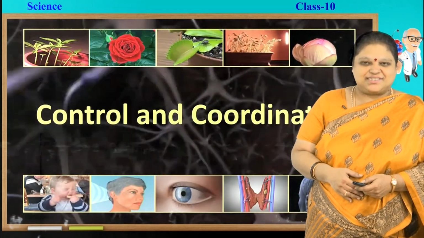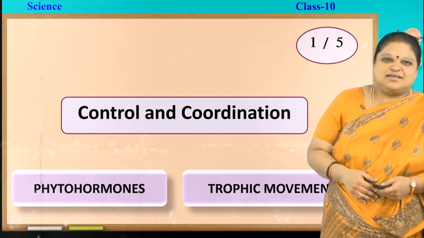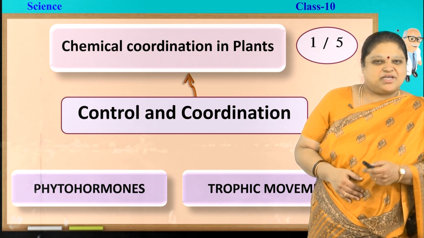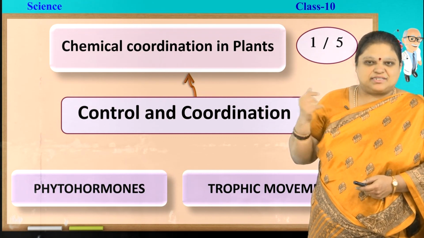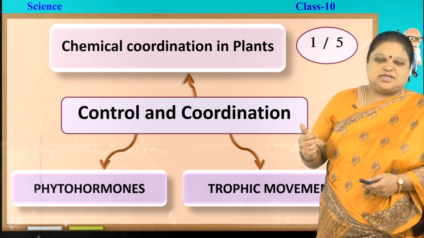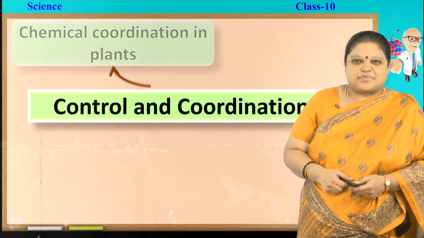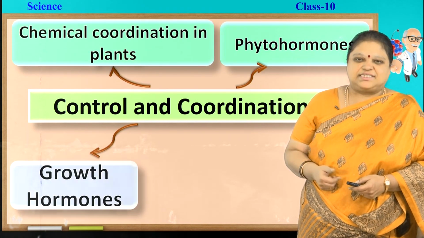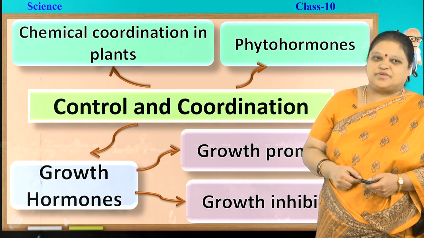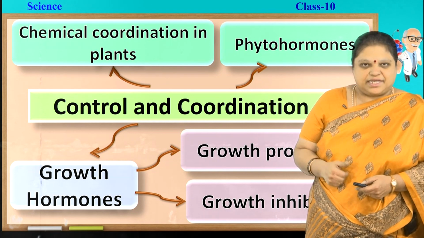So, this is my first session. Let us see what all we will study in this session. In control and coordination, we will study about how chemical coordination takes place in plants. Then we will also see how the phytohormones and the tropic movements take place in the plants. So, we will be studying about these in this chapter, and in the growth hormones we will also study about growth promoters as well as growth inhibitors.